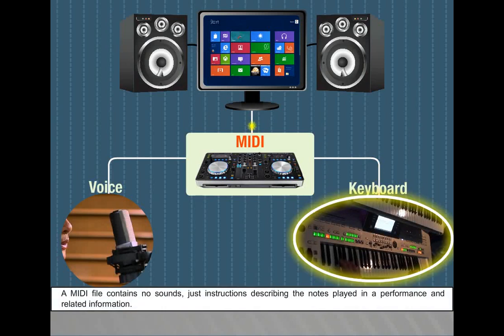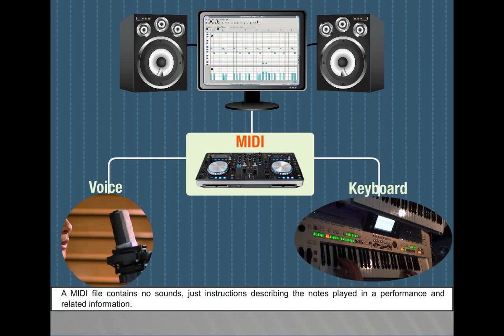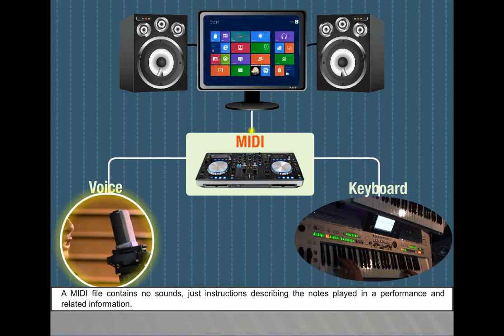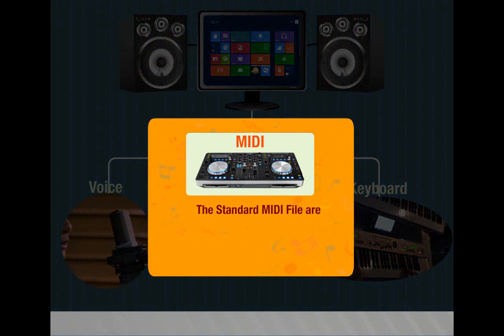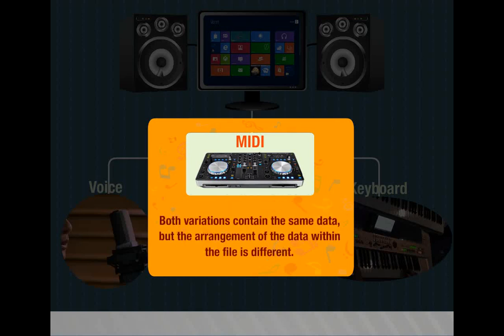A MIDI file contains no sounds, just instructions describing the notes played in the performance and related information. The MIDI sound is played back through the hardware device or computer either through a synthesized audio sound or a waveform stored on a hardware device or computer. The standard MIDI files are Type 0 and Type 1. Both variations contain the same data, but the arrangement of the data within the file is different.